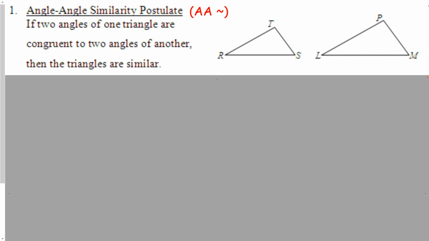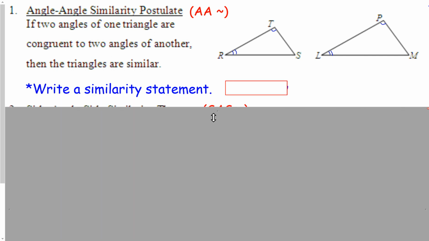If 2 angles of one triangle are congruent to 2 angles of another, so let's say we have angle T congruent to angle P and angle R congruent to angle L, please add those in your picture. This allows us to say the triangles are similar. That's because we had a theorem earlier in the year that said if 2 angles in one triangle are congruent to 2 angles in another triangle, the third angles have to be congruent. Well, if all 3 pairs of angles are congruent, that ensures that we have the same shape, so we could say those are similar.